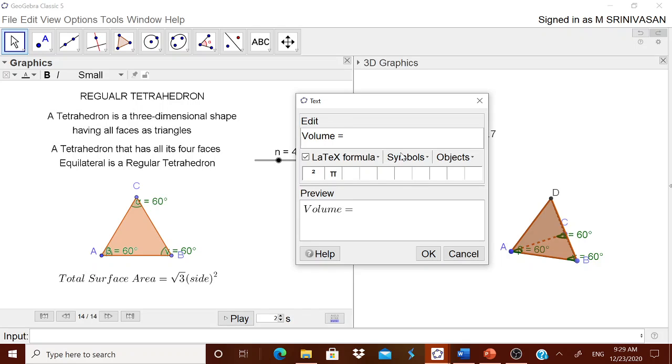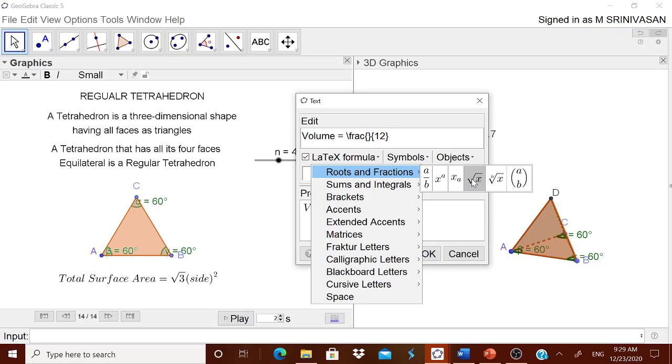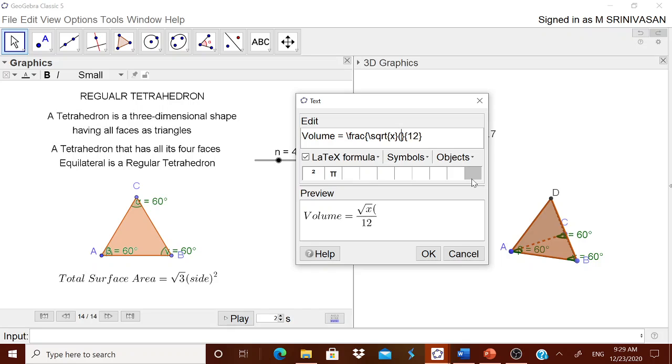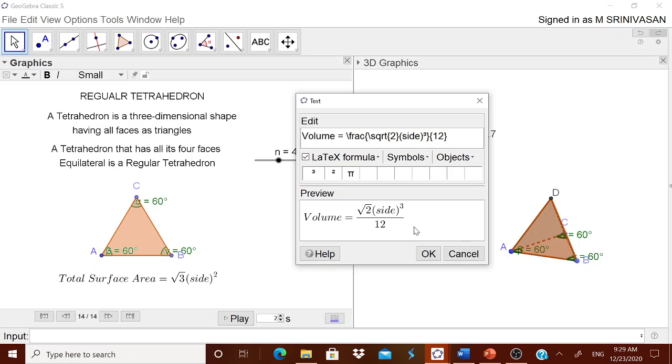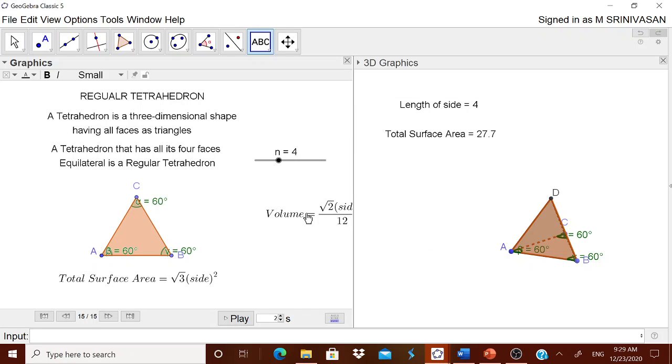Volume is equal to, in the latex formula, go for A by B. Okay. In the denominator, you should have 12. Okay. In the numerator, you should have first the multiplication. Therefore, square root. Therefore, I am removing it. Therefore, in the latex formula, I am going for square root. Okay. Multiplied by side, side square. Therefore, in the symbol, I am going for square. You got the side square. Okay. It should be a side cube actually, √2 into side cube. Okay, I think this also you have to change into side cube. Okay, root 2 into side cube by 12. Okay, you got the formula now.